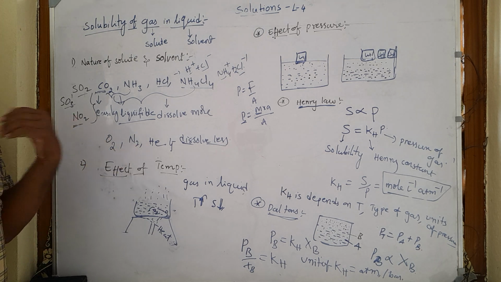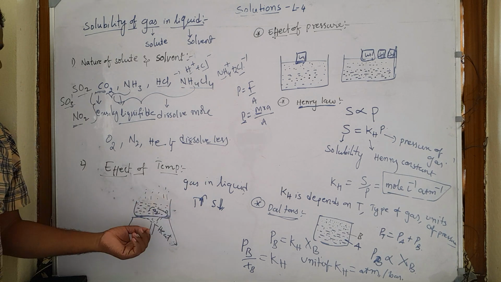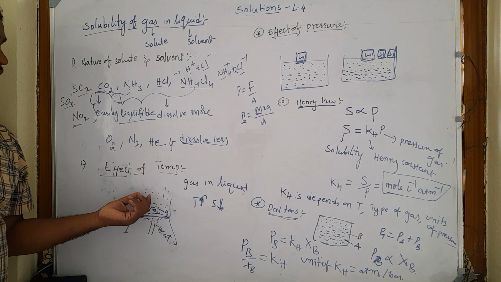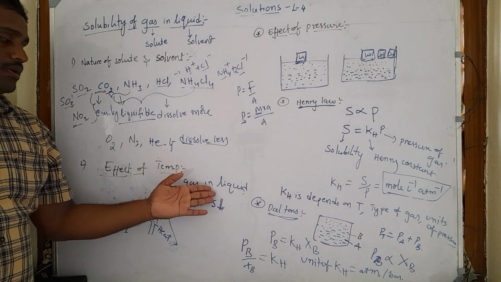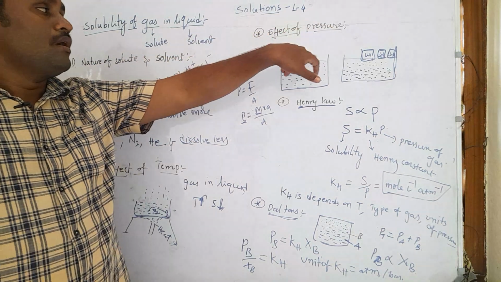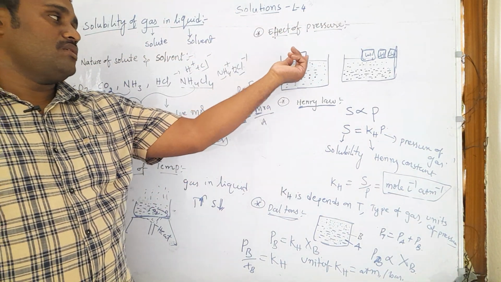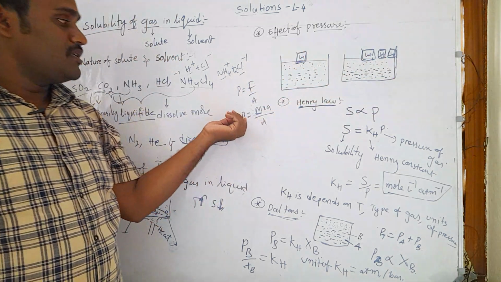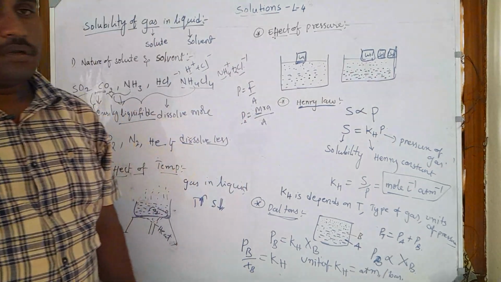Next, the effect of temperature. As temperature increases, solubility decreases. Simply, when you heat the solution, the gas is expelled out. That's why when temperature increases, solubility decreases. Next, the effect of pressure. Pressure means force per area. Force means mass into acceleration. Simply, when you increase the mass, pressure increases. So when pressure increases, solubility also increases.